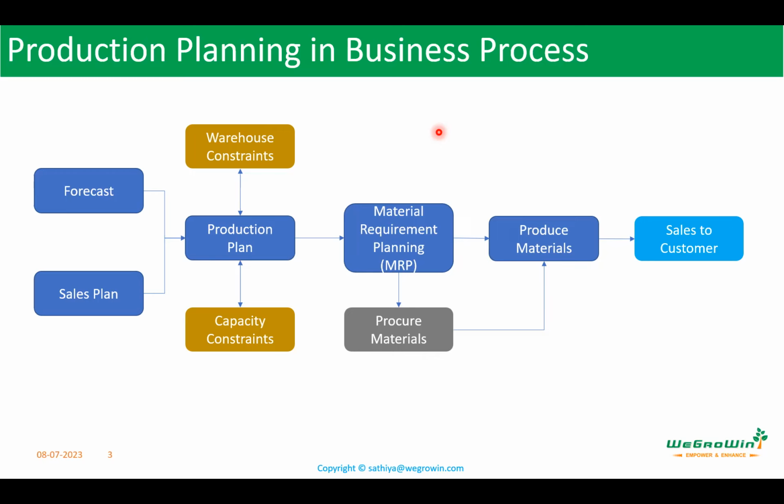The demand may be the forecast you worked out, or it may be an order coming from the customer as a sales order, whatever it is. That is independent demand. That is the product which is coming as a market requirement.